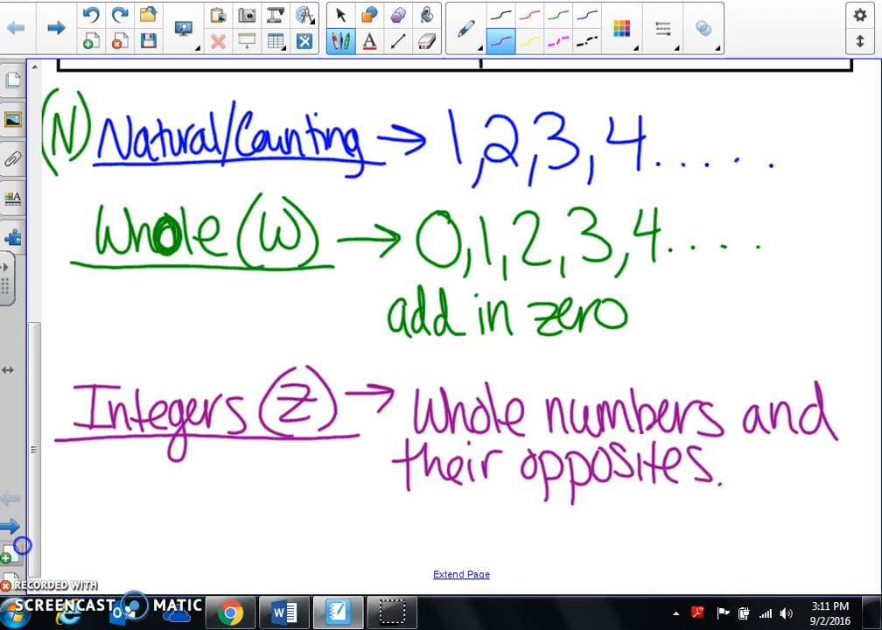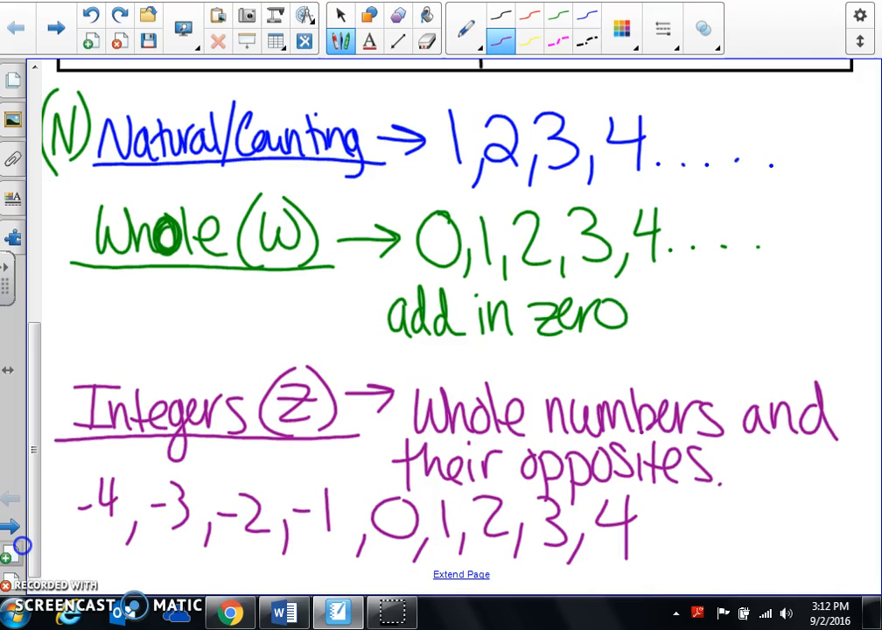Okay, so if we think about whole numbers, so these are our whole numbers, right? Well, now we need to take the opposite. There's not an opposite of 0, right? But the opposite of 1 is -1. The opposite of 2 is -2. The opposite of 3 is -3, and so forth. So now, for integers, we have all of the negative and the positive whole numbers, okay?